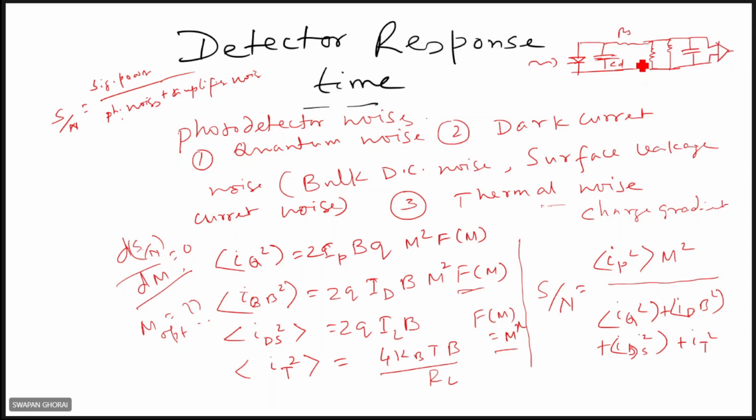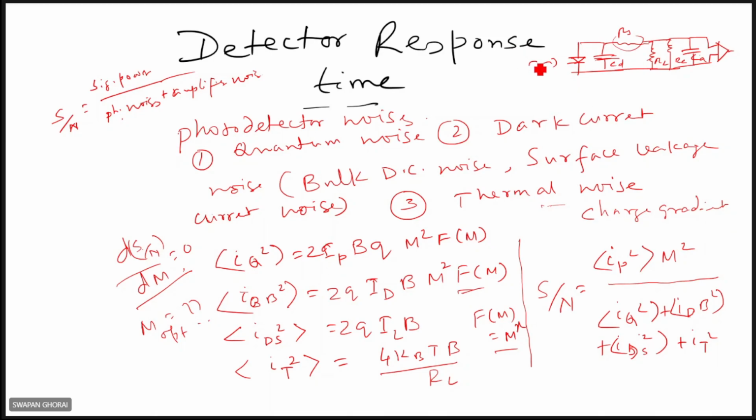The simple model is there. Generally, this is very small, so it is neglected, maybe a few ohms. RL, of course, is quite large, maybe kilo ohms. So amplifier resistance and capacitance will be there. So the total resistance will be the parallel of these two. This is load resistance. This is amplifier resistance. This is the amplifier capacitance, CA. This is CD. So in this way, you can calculate the total capacitance and total resistance in the receiver circuit.